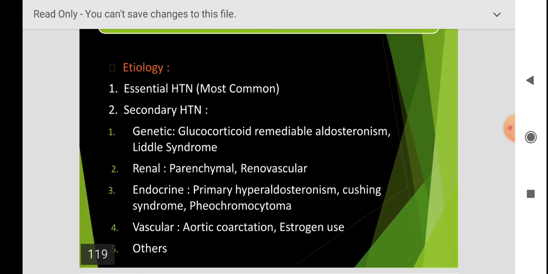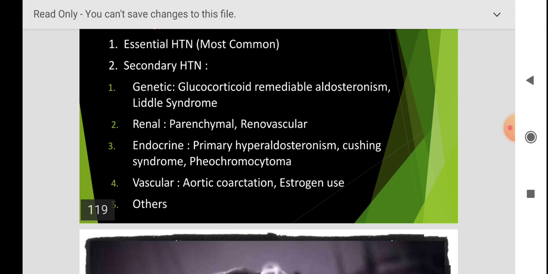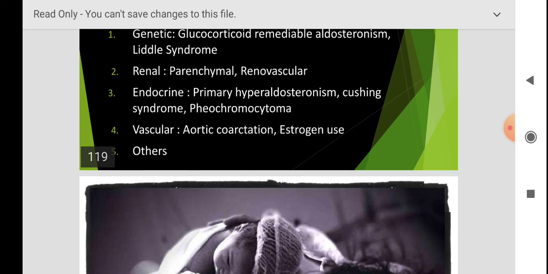Chronic hypertension in pregnancy. What are the etiologies? It could be essential hypertension, which is the most common cause, or secondary hypertension due to genetic causes like glucocorticoid-remediable aldosteronism, Liddle syndrome, renal parenchymal and renovascular diseases, endocrine causes like primary hyperaldosteronism, Cushing syndrome, pheochromocytoma, vascular causes like aortic coarctation, estrogen use and others.